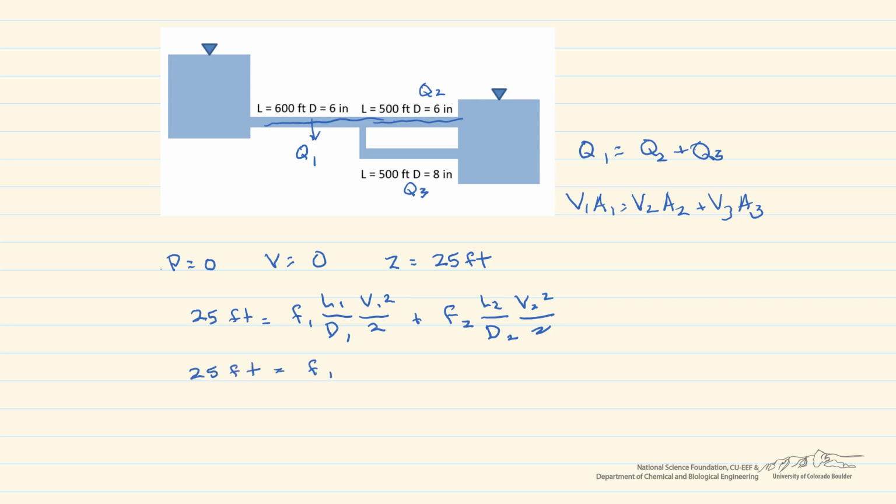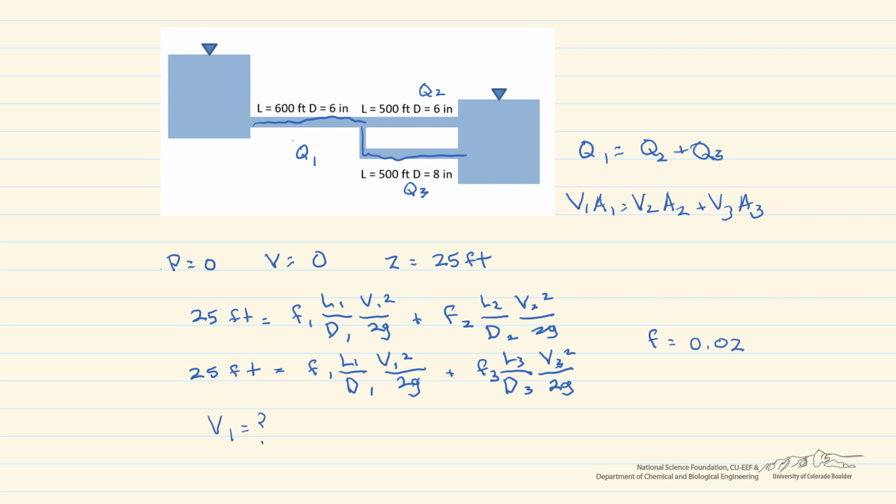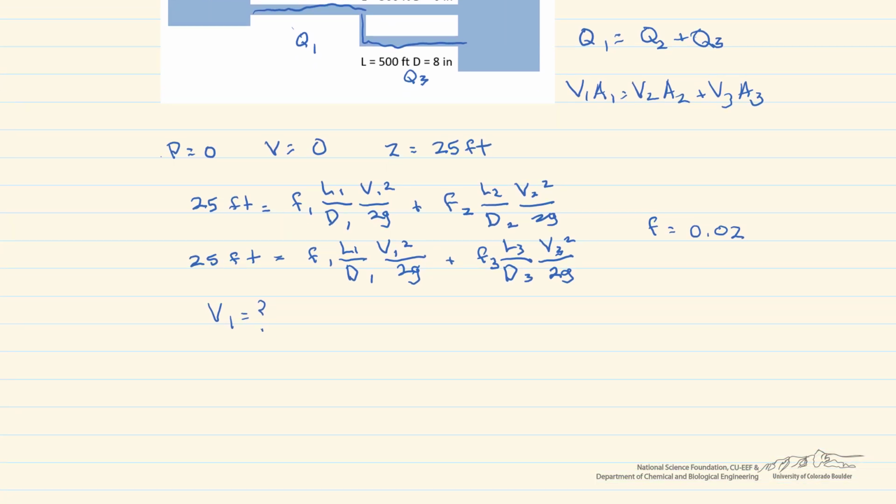Same thing. First we go through the first part, f1 L1 divided by D1, V1 squared over 2g. But now we add to it the head loss in that third pipe, f3 L3 over D3, V3 squared over 2g, and these 2's should all have gravity multiplied by them. We will assume that the friction factor is the same for all of these pipes and equal to 0.02. So for our second equation, we're looking at the head loss here. Since we're looking for Q1, what we want is to find V1.